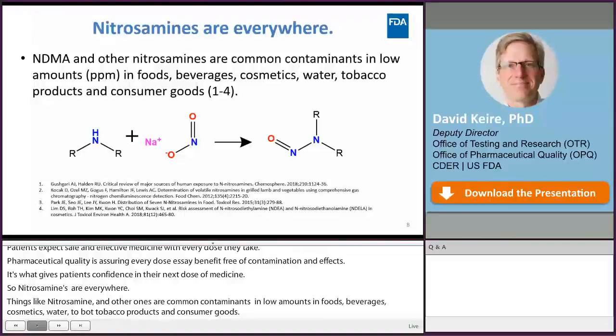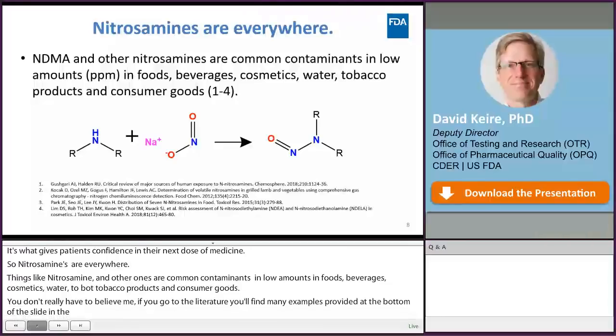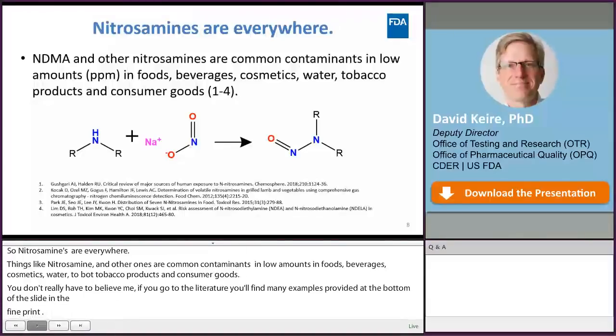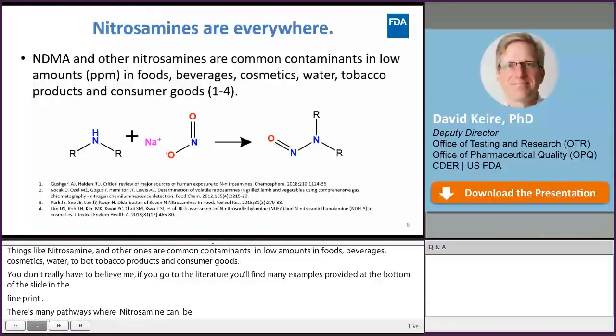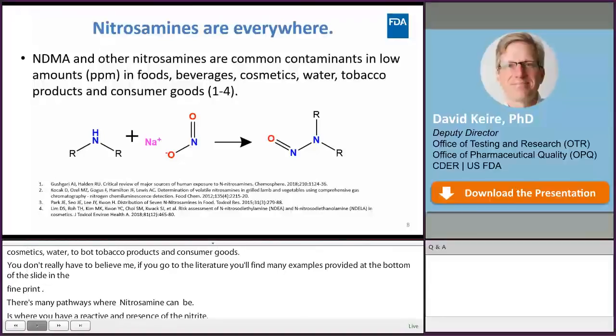So there are many pathways where nitrosamines can form. One which is really a focus for the current topic is where you have a reactive amine in the presence of nitrite, and that can lead to the formation of N-nitroso compounds.